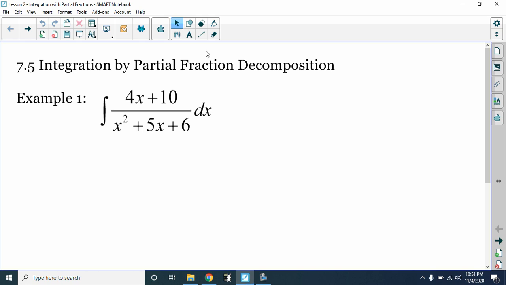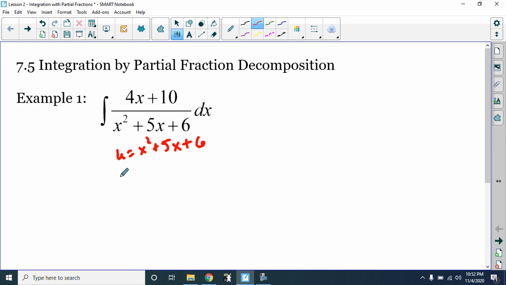So back in Unit 1, we reviewed how to do partial fraction decomposition. And the reason we did that was because you're going to have to integrate by first doing that. So example 1 gives us the integral of 4x plus 10 over x squared plus 5x plus 6 dx. I would always start by using some of the techniques we learned last year. So if you were given this problem last year, you almost certainly would have started by making u equal to x squared plus 5x plus 6.